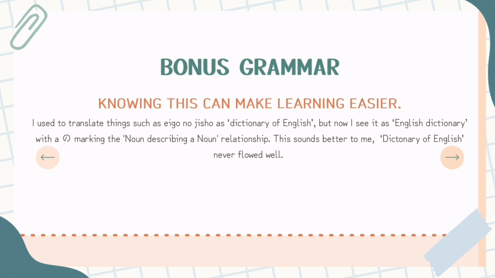So basically the reason I put this grammar in here is because I used to translate things like 英語の辞書 as dictionary of English. This is where I was using the of translation, because English's dictionary just didn't sound correct to me. However, now I see it as English dictionary with a の marking the noun describing a noun relationship. This sounds so much better to me, genuinely, because why would it be English's dictionary? It didn't belong to England, you get it? But it does make sense if we've got a の with a noun describing another noun with a の in between.